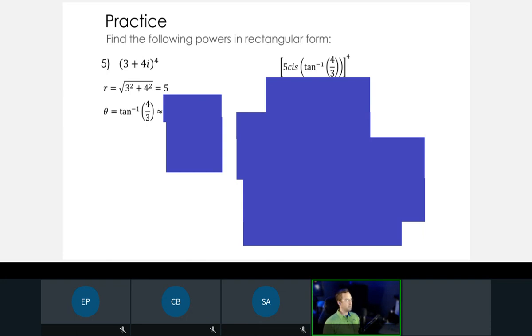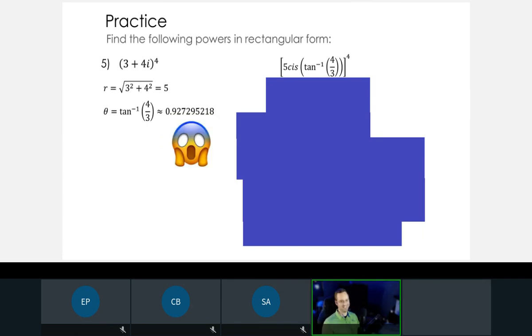Now, if you type this in, do we get a nice number like we have been in the past? You sure don't. And how does that make you feel? You do have problems like this in your module, and I believe you might actually have a problem like this on your quiz, but you won't see one of these on your test. If that makes you feel a little better.